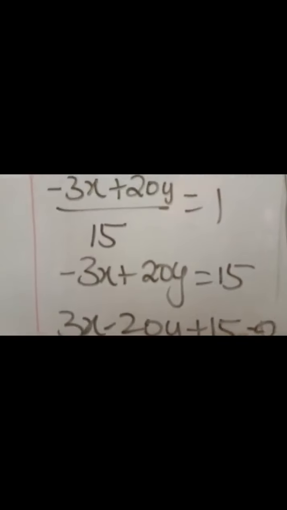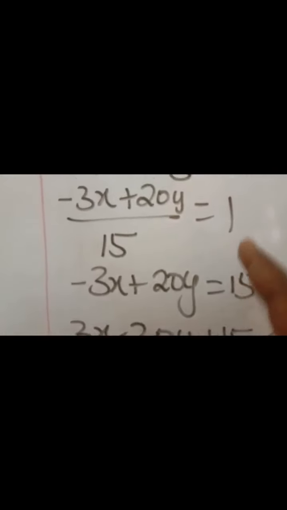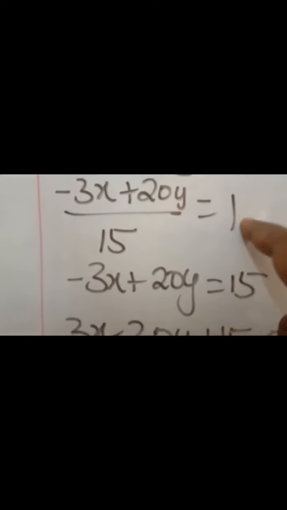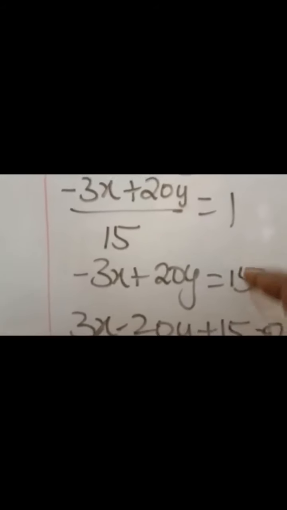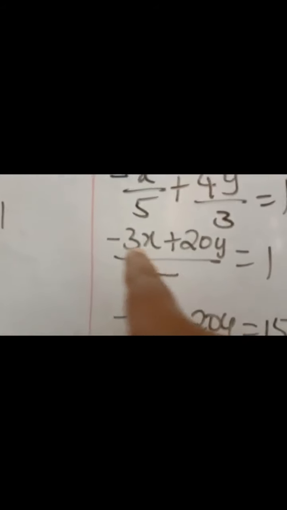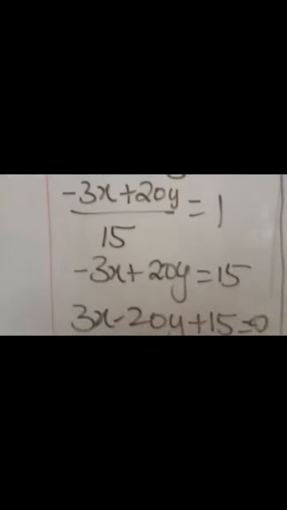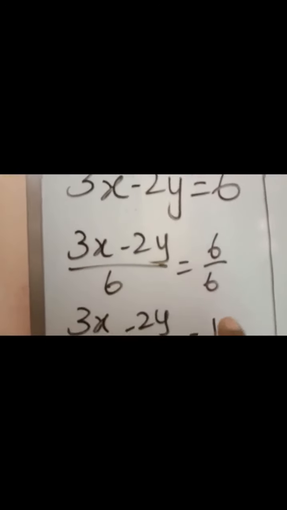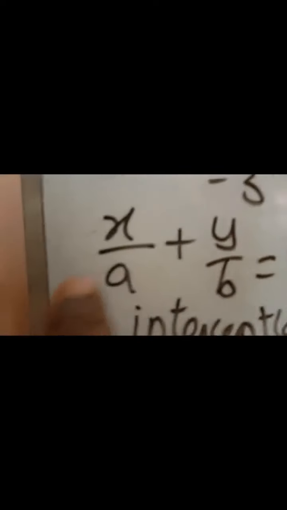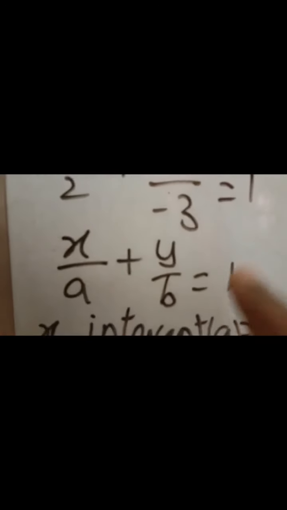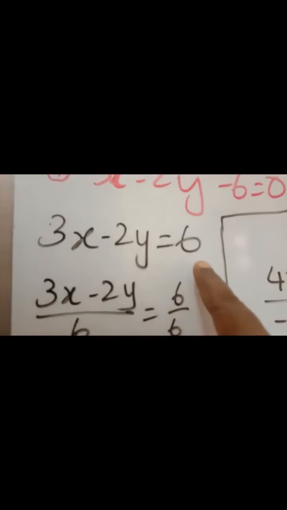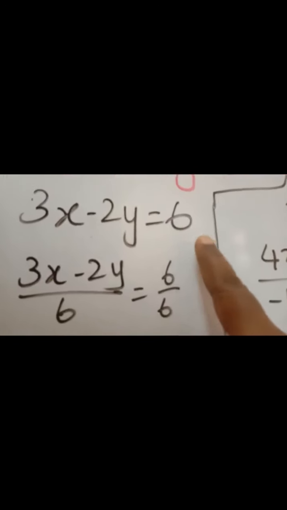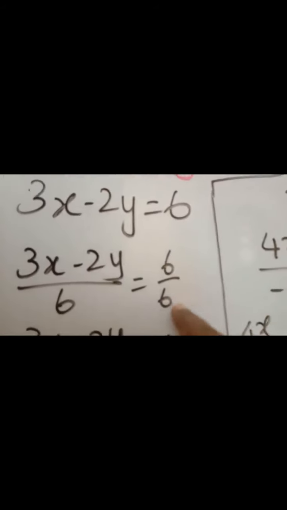Okay? So first we will bring the constant to the right hand side. Next we have to make the right hand side 1. So divide by the constant 15 here. And then we have to split it into 2. Like that, in the reverse process we have to do. So we start now. 3x minus 2y is equal to 6. Okay? So the standard form is x by a plus y by b is equal to 1. The right hand side constant should be 1. So 3x minus 2y equal to 6, right hand side constant is there. Okay, right. Now we have to divide by 6 to make it 1.